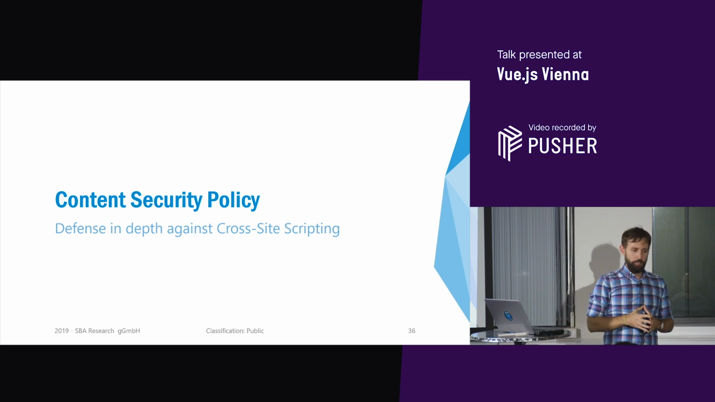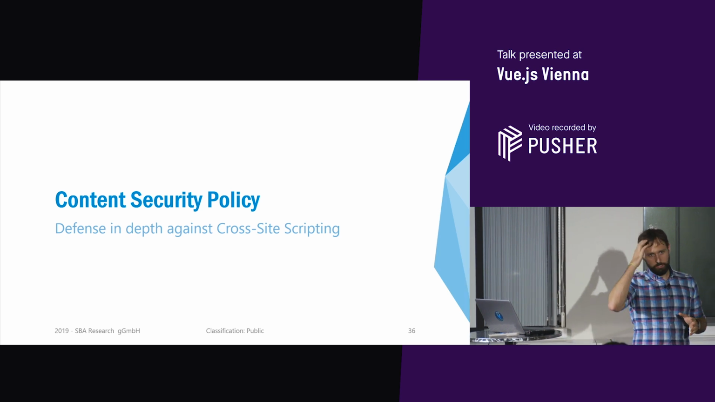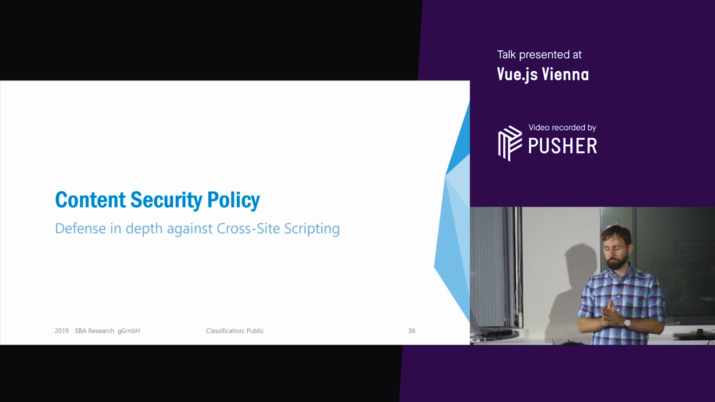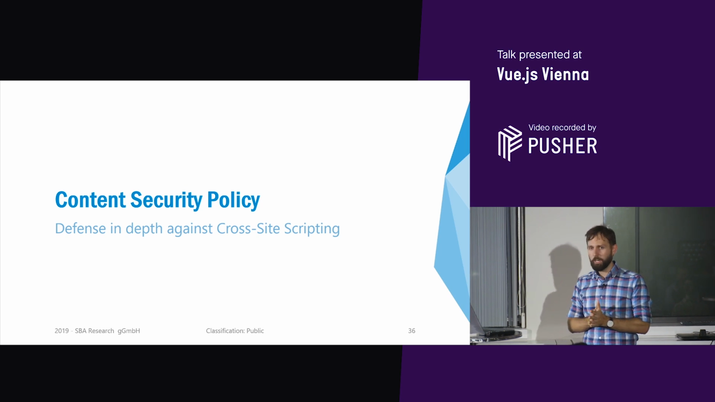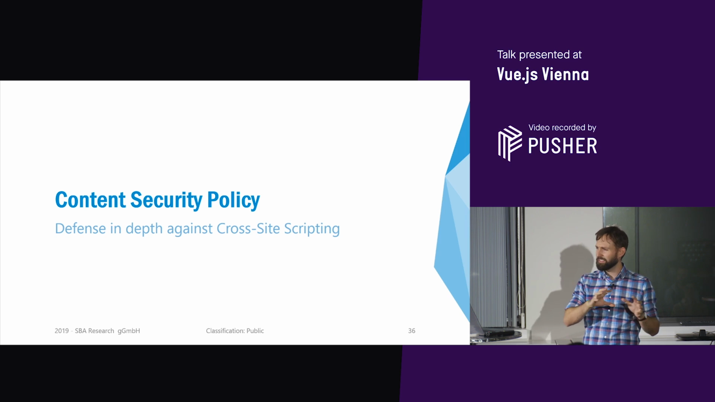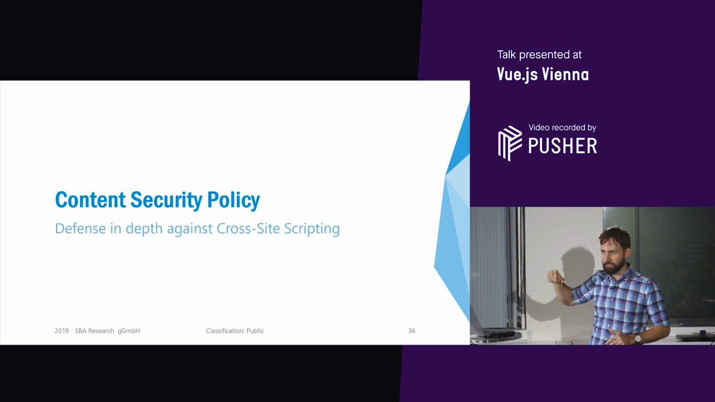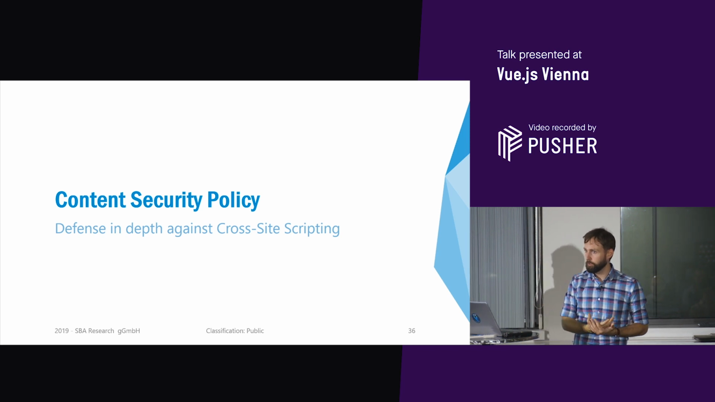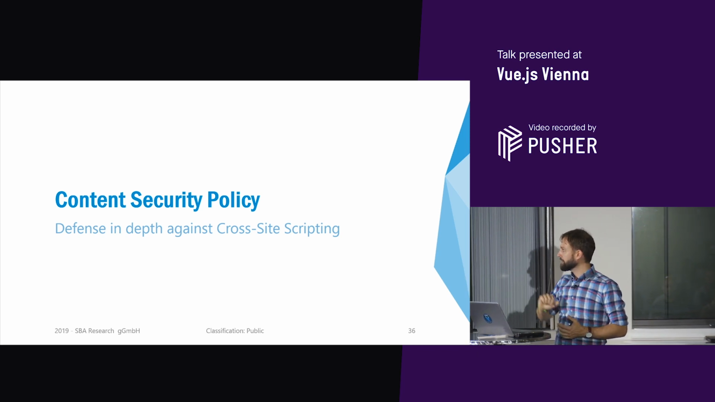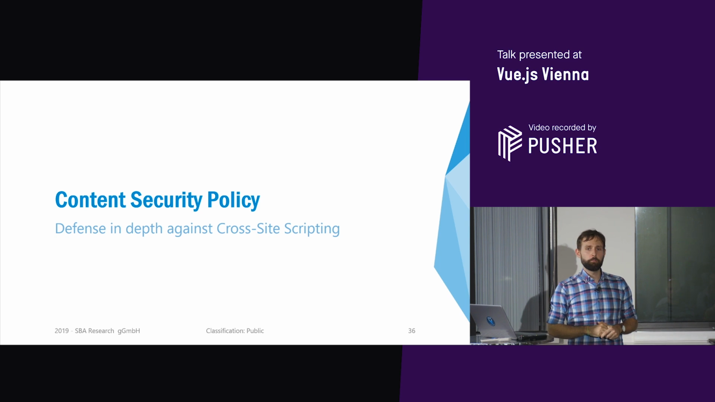Good, so we've talked about cross-site scripting. If you have huge applications, it could be very hard to avoid cross-site scripting in every part of your application. You could also use tslint or eslint to prohibit some of those functions so that at least you get a notice when you use them. But a very good defense in depth against cross-site scripting is the content security policy.